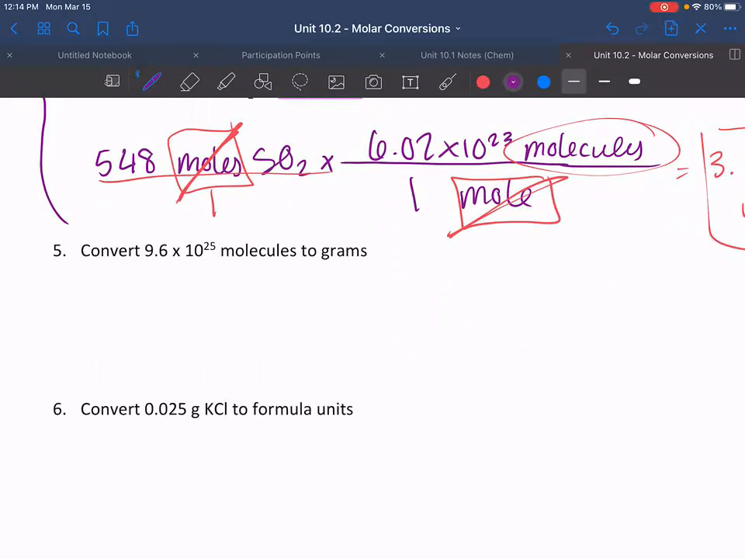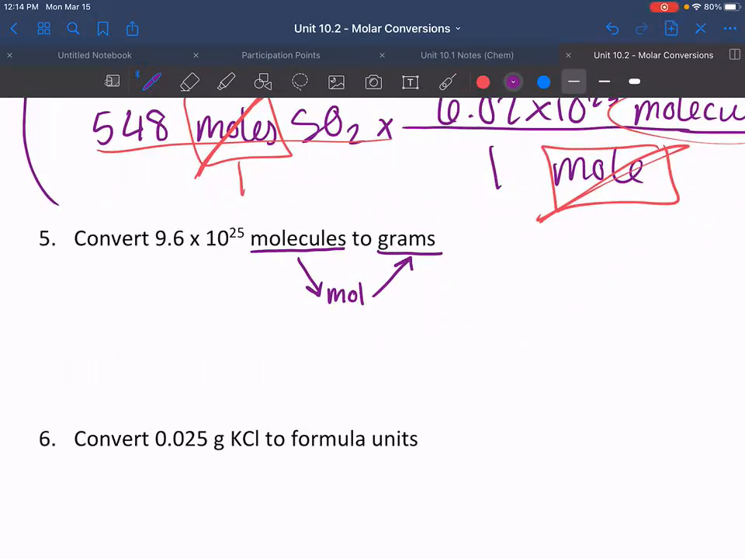So how I like to draw these maps out is we're starting with molecules. We always have to go to moles, and then we're going to our final unit of grams. How do we go between molecules and moles? Avogadro's number. So this is going to be one of the steps. Our 2nd step is going from moles to grams. What do we use here? Molar mass. So these are going to be our 2 little fractions we're going to set up.